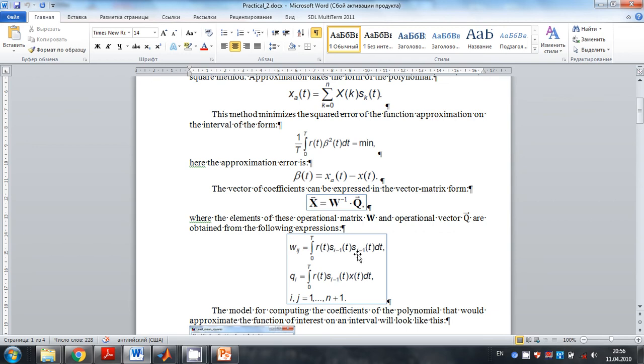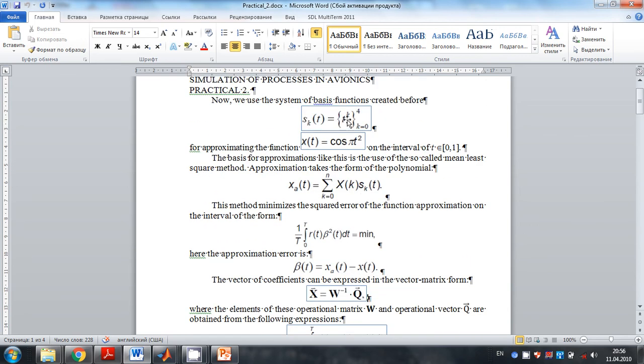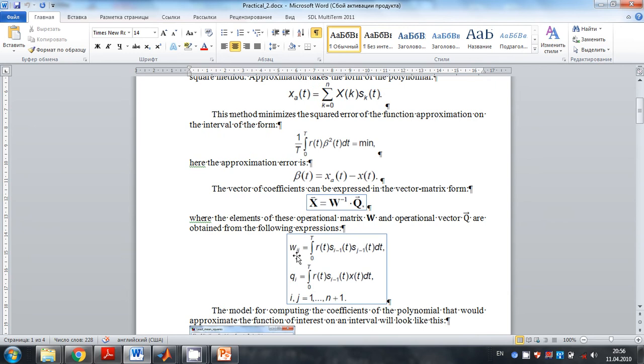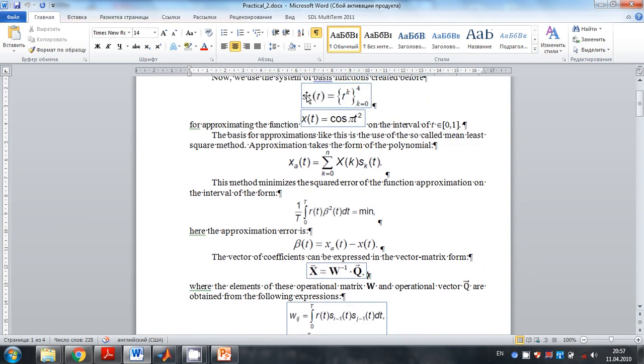So these are just the indices. With index i and j, it means, for example, we have the first coefficient, W1,1. So we need to multiply s0 times s0. So we multiply the first function, t raised to the 0th power, times t raised to the 0th power. So we multiply the same functions. When these indices are different, then we multiply s sub 1, for example, times s sub 2 or s sub 3 and so forth. So basically we need to multiply all these functions by all these functions.